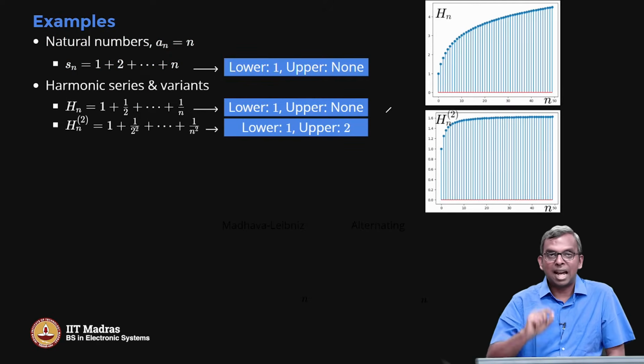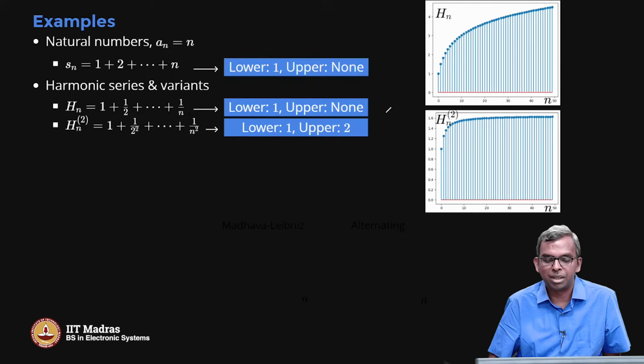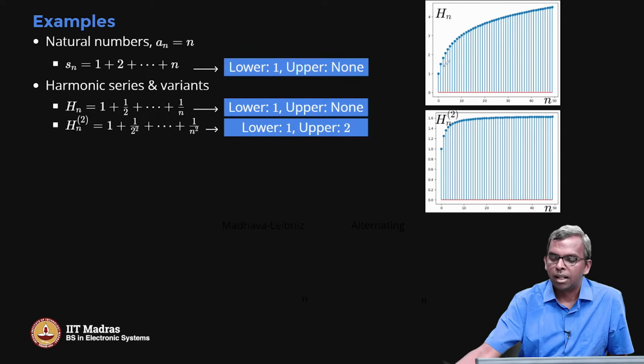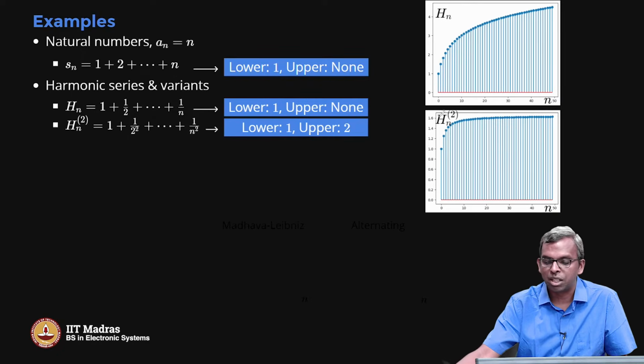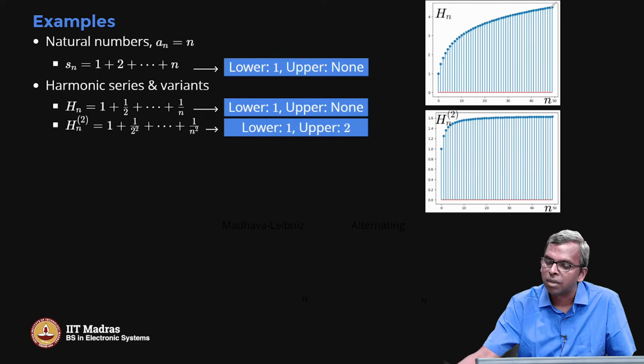The harmonic series and its variant, the 1 by 2 square, 1 by 3 square type series, the 1 by n square series, has a very interesting behavior. Notice what happens here. Just to drive home the point, I have plotted Hn, the harmonic series, for slightly larger values of n, up to 50. The 1 by n square summation, Hn2, has also been plotted up to 50. Here you see the difference very clearly. Hn seems to keep on increasing. It's not showing a tendency to flatten that much. It's still increasing a little bit. On the other hand, Hn2 is flattening much more easily.